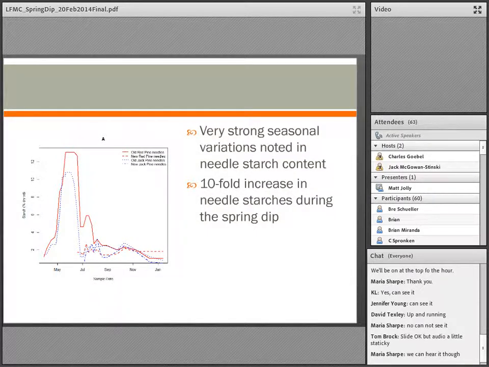But what you'll see is how pronounced this is. During the dip period, at the peak of the dip, we reach a maximum in starch content and then basically decline to nearly 0 for the entire rest of the season, all the way through January.